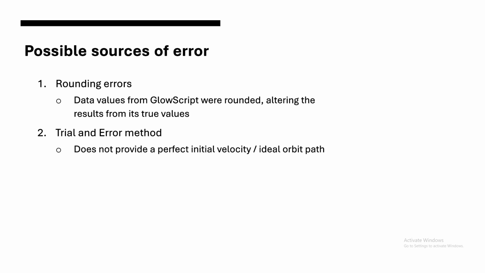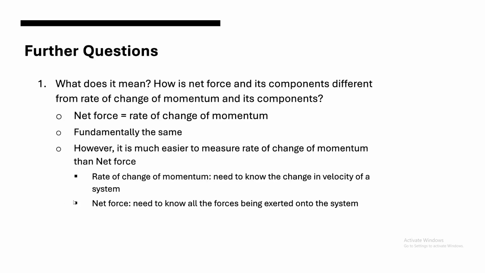This method didn't really guarantee that we would be able to find an ideal orbit path, just that we would eventually arrive at a velocity vector that was good enough and led to the spaceship not crashing into anything. So now for some further questions, starting with how is net force and its parallel and perpendicular components different from the rate of change of momentum and its components?